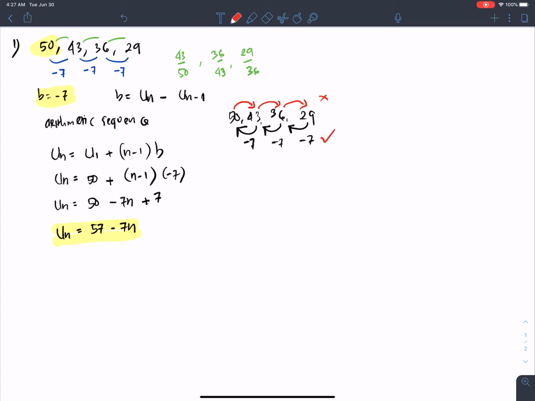This is right. Like u2 minus u1, u3 minus u2, and u4 minus u3. So not the smaller terms minus the bigger terms. It's supposed to be the bigger terms minus the smaller terms, like this. So be careful about this one.